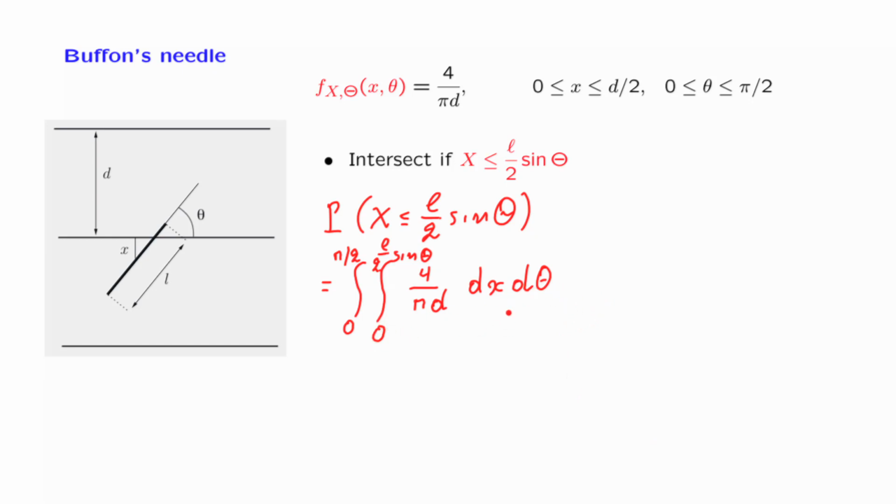Let's start with the inner integral. Because we're just integrating a constant, the inner integral evaluates to the quantity that we're integrating, the constant, which is 4 over pi d, times the length of the interval over which we're integrating, which is L over 2 sine theta.